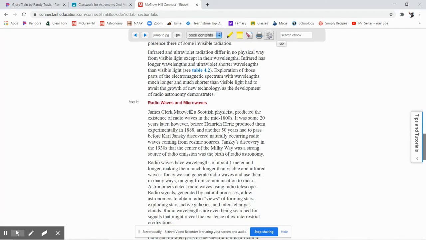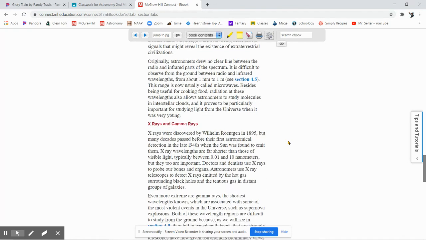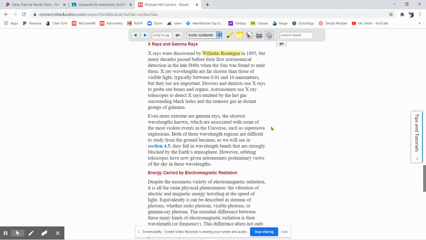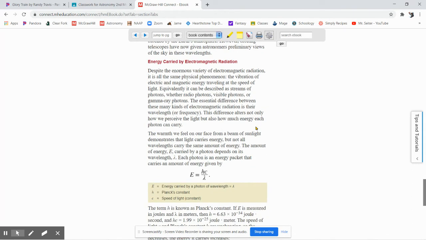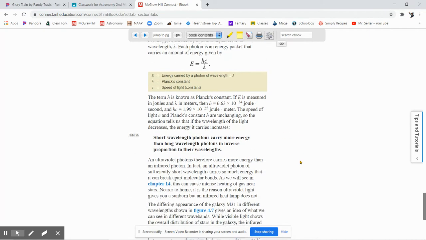Radio waves, James Maxwell and his radio waves. James Maxwell and Heinrich Hertz, and how they discovered and created radio waves. And then the X-ray and gamma waves, Wilhelm Röntgen, 1895. And the energy carried by these waves, by the photons and the waves.